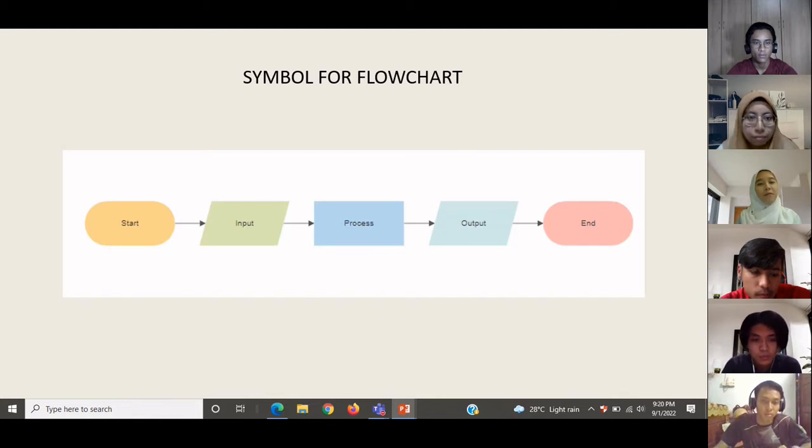Okay, these are the symbols for a flowchart. First, start. Second, input, process, output, and end.